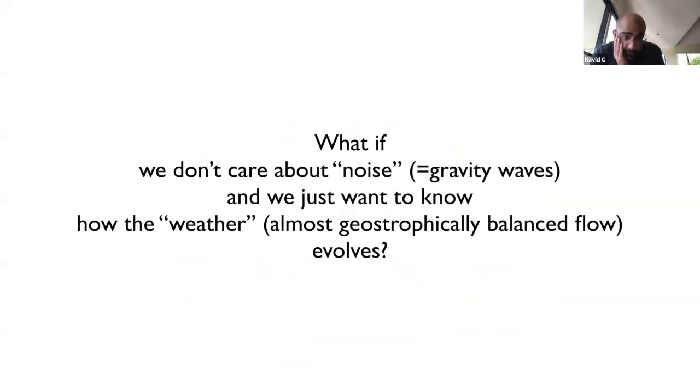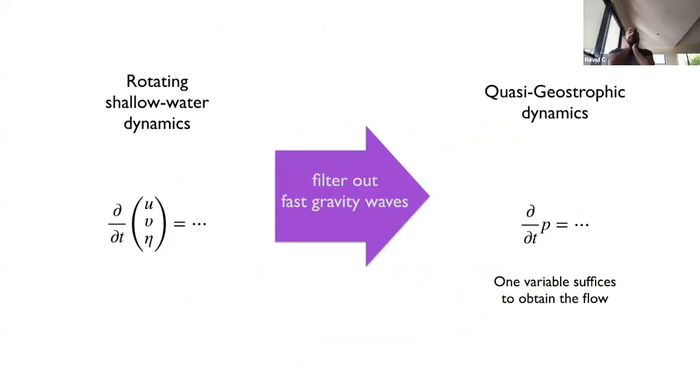So as I said before, if we don't care about this noise, these small scale fast motions, and all we need to know is the weather, the geostrophically balanced flow, then we can do the math and derive a simplified system that only describes the dynamics of these slow motions, and these are the quasi-geostrophic dynamics. I won't go into details of how we do it, but somehow we do it. Remember, this is like the trailer, so we can do that in the actual school.